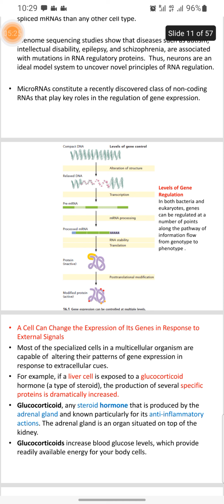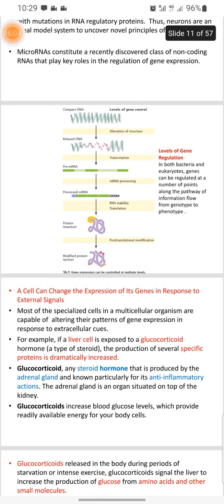Levels of gene regulation. Here we take an example in bacteria. In both bacteria and eukaryotes, genes can be regulated at a number of points along the pathway of information flow from genotype to phenotype. So there is the compact DNA level of gene control, then alteration of structures, so RNA is released, so transcription then takes place, pre-mRNA forms, then pre-mRNA processing occurs, leading to RNA stability, then translation occurs, then post-translational modification occurs, so the modified protein is active or formed. So, these are the steps involved in gene regulation.